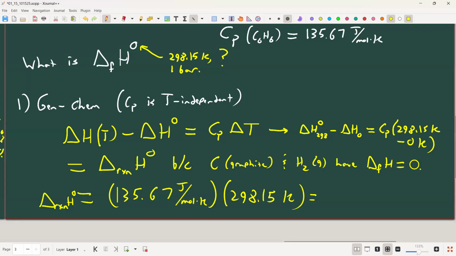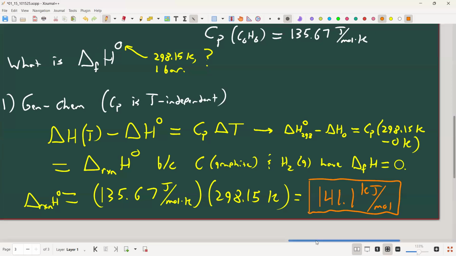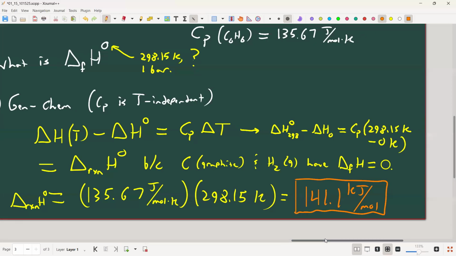You know what? I don't need to do that. I got it in my notes right here. All right, when we calculate that, we get a value of 141.1 kilojoules per mole. Right? So that's the enthalpy of formation of benzene, or at least that's what we calculate. So let's go look up the actual value.